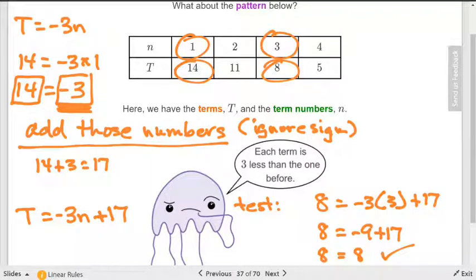But remember, you can use a calculator on this as well. And your calculator has a sign key on it. So you can use your sign key on your calculator as well.